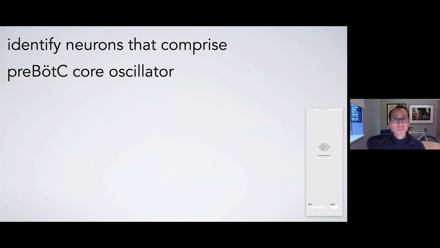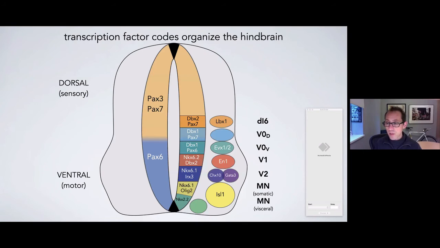So let's get started. Let's identify the neurons that comprise the pre-Bötzinger core oscillator. My team has been involved in this project for well over a decade. There was a world consortium involved, and I collaborated extensively with Paul Gray, then at Washington University in St. Louis. The approach we took was based on molecular genetics. The slide here shows the organization of the developing neural tube, where combinatorial codes of transcription factors give rise to canonical classes of interneurons in the developing spinal cord and hindbrain.